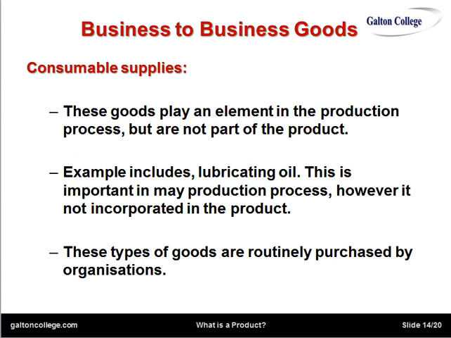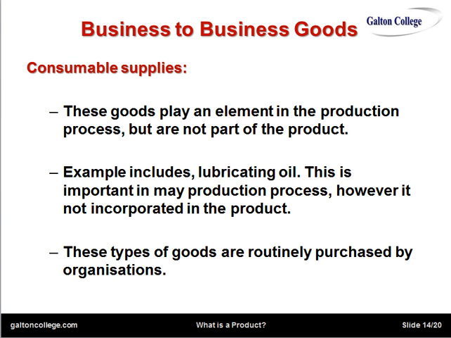We have consumable supplies. These goods play an element in the production process, but are not part of the product. Examples include lubricating oil. This is important in many production processes. However, it is not incorporated into the product.